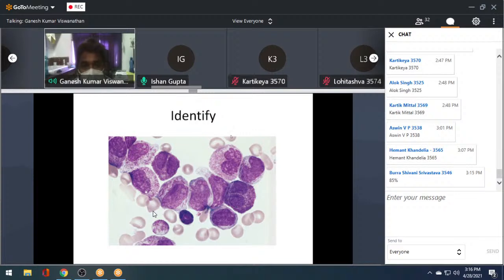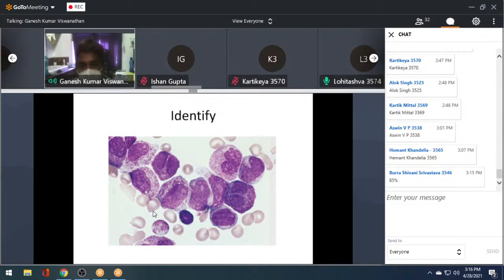Okay. Next is Kartikeya. What does this picture show? What is this cell? Promyelocyte, sir. There is no premyelocyte, it's a promyelocyte.